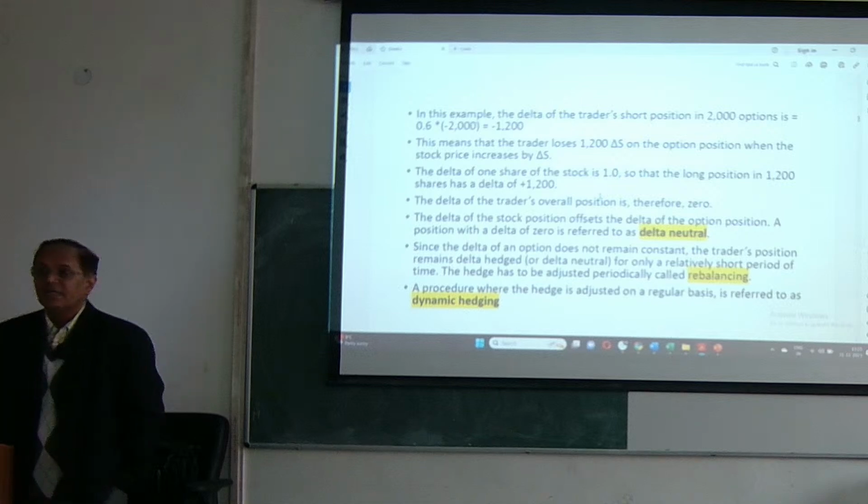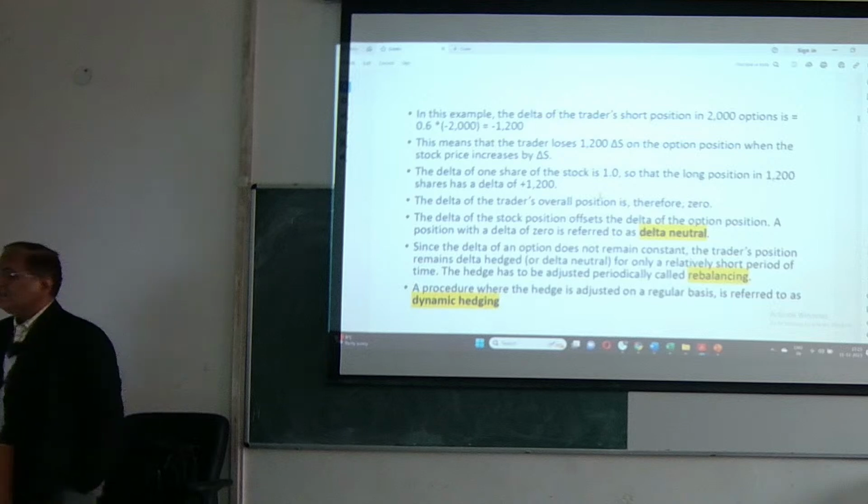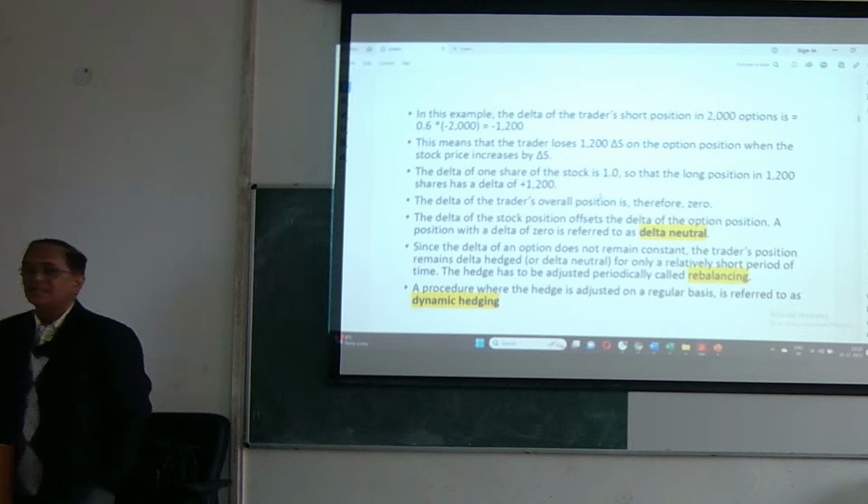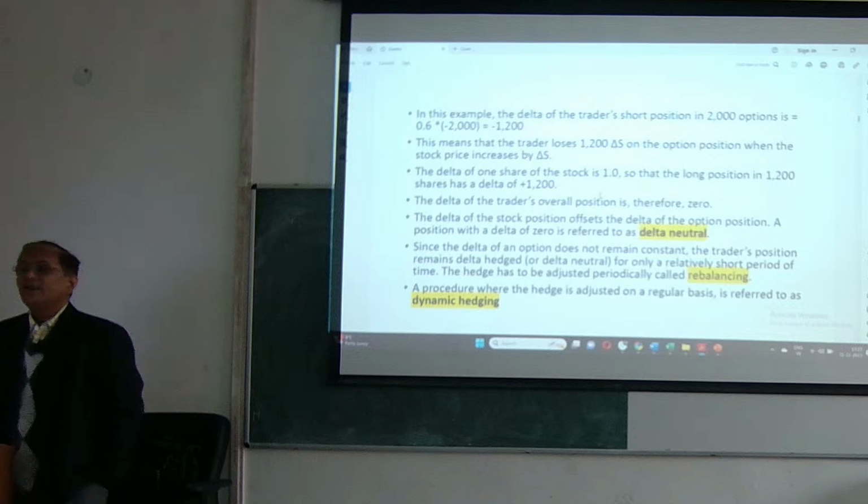that's a very big challenge. Since delta doesn't remain constant, the trader's position remains delta hedged or delta neutral for only a relatively short period of time. The hedge has to be adjusted periodically, called rebalancing of delta.